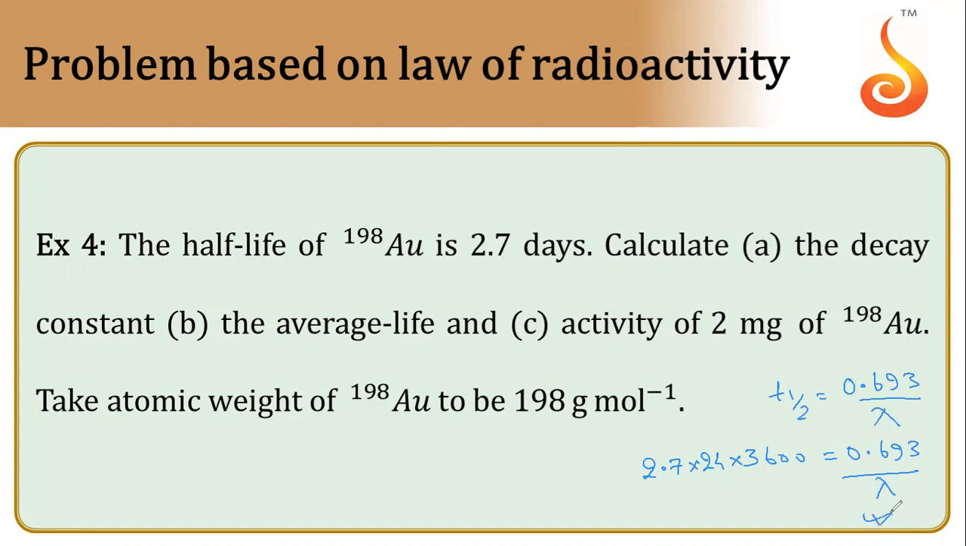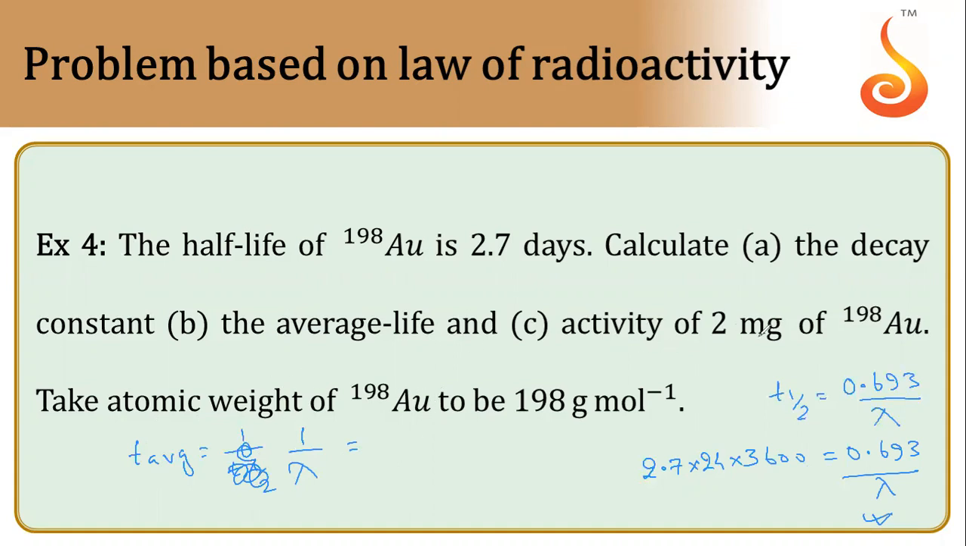And next we are supposed to calculate average half-life. So for average half-life, we can use this relation: average half-life is 1 by lambda. The lambda value we have just calculated, and you can use that to find average half-life.